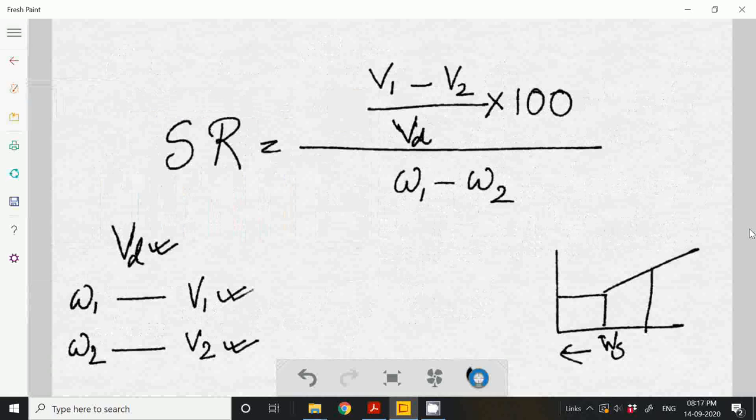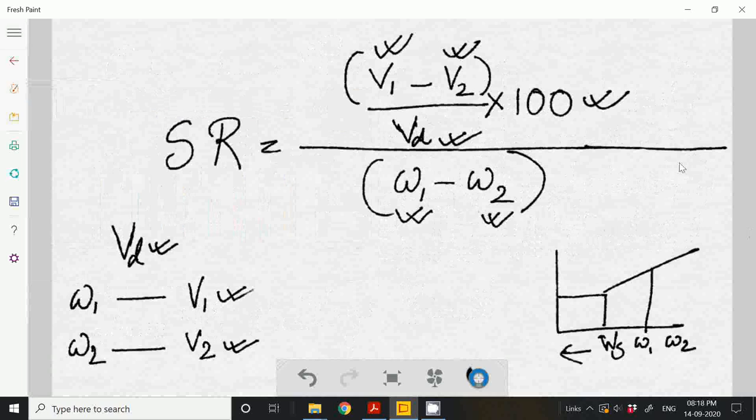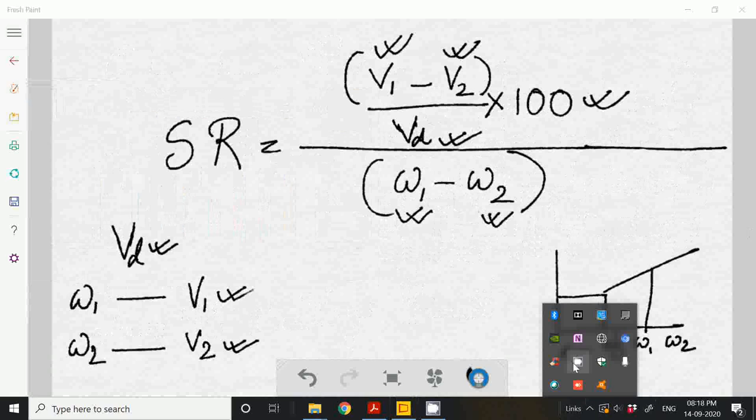So that's why, since we are dealing with volume changes, we need to use moisture contents W1, W2, which are above the shrinkage limit. So W1 and W2 should be higher than shrinkage limit. Then only volume change will happen. So shrinkage ratio is the change in volume expressed as a percentage of dry volume to the corresponding change in moisture content above the shrinkage limit. So this is the main concept of shrinkage ratio.